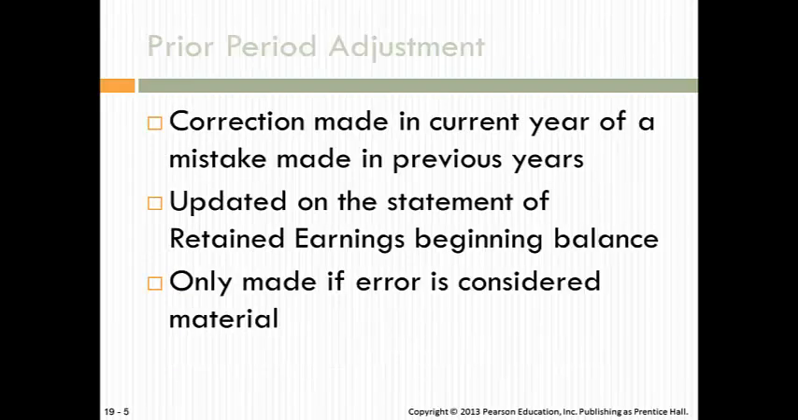A prior period adjustment is the correction of a mistake made in a previous year. The correction is done by updating the beginning balance of retained earnings, since net income or net loss from the previous year has already been closed out to retained earnings. These kinds of corrections are only made if the error is considered material. Material means it makes a difference to the financial statements and the users of the financial statements.